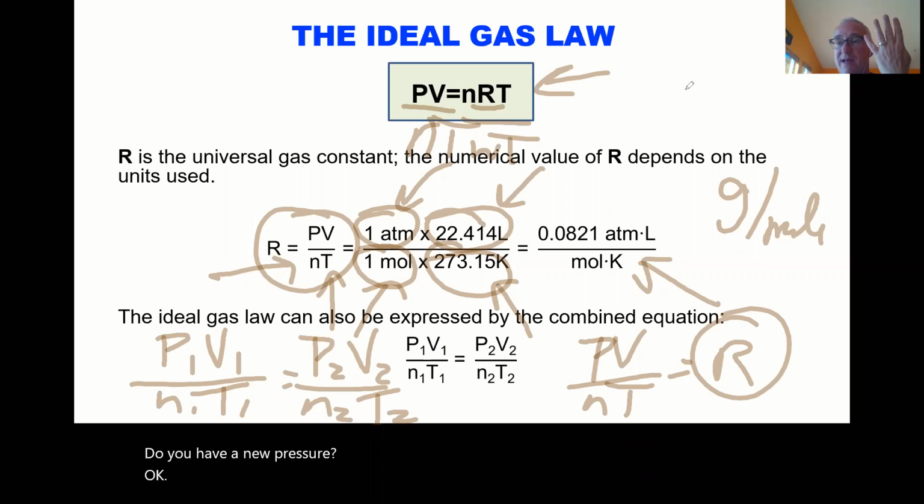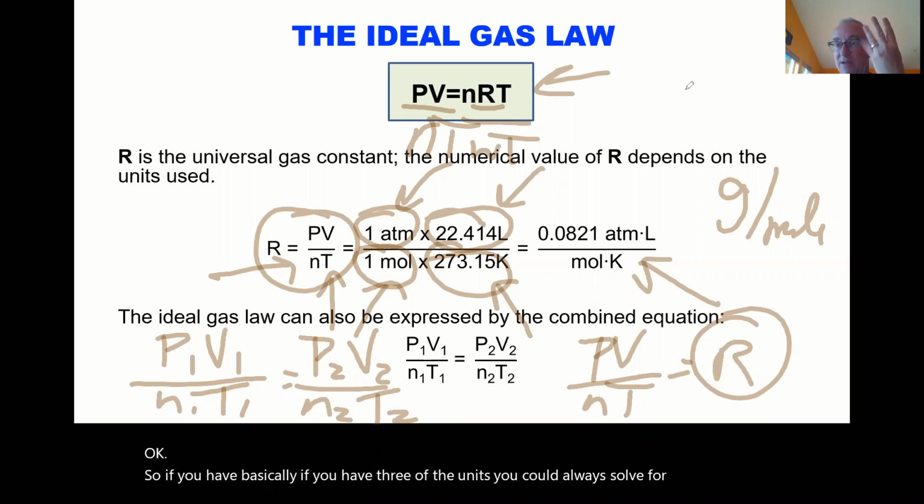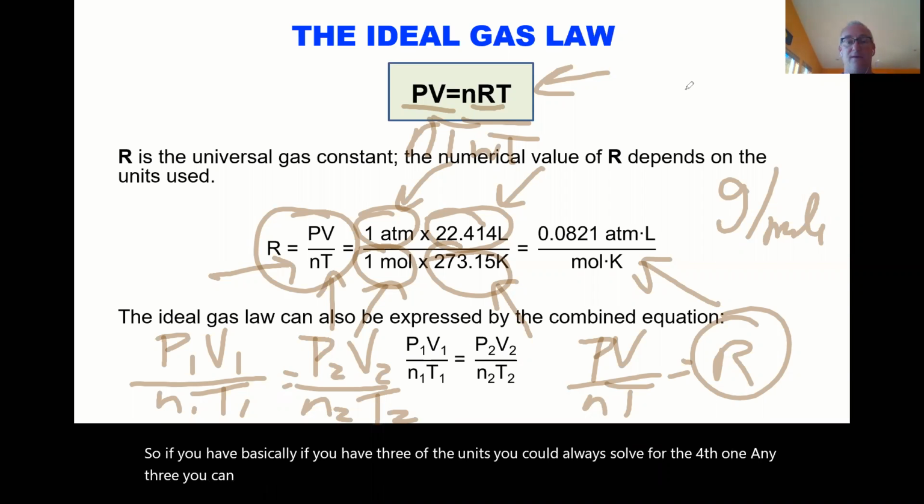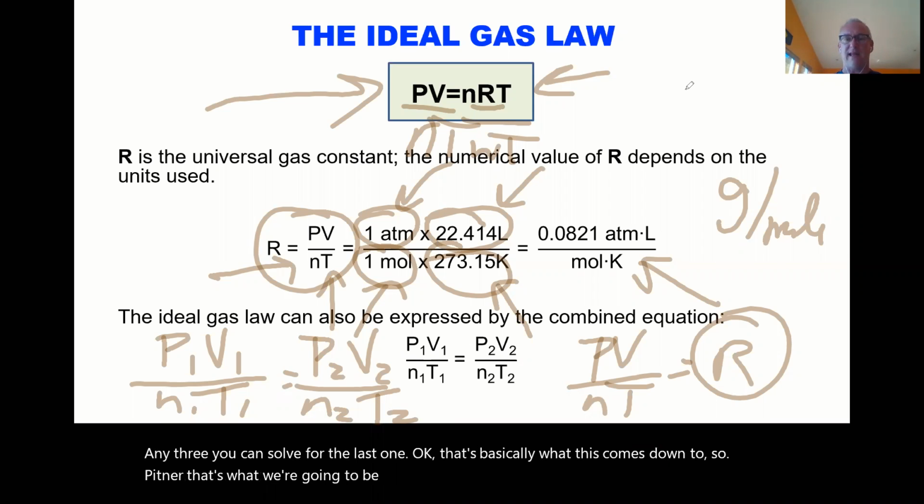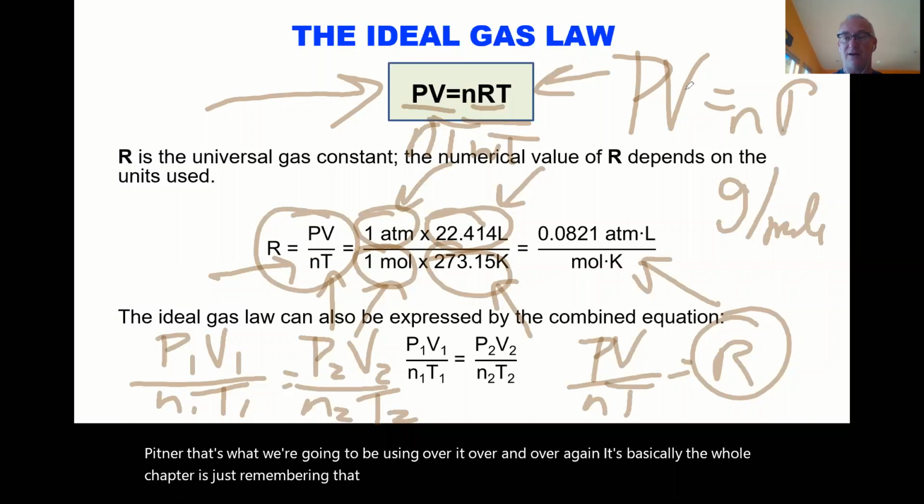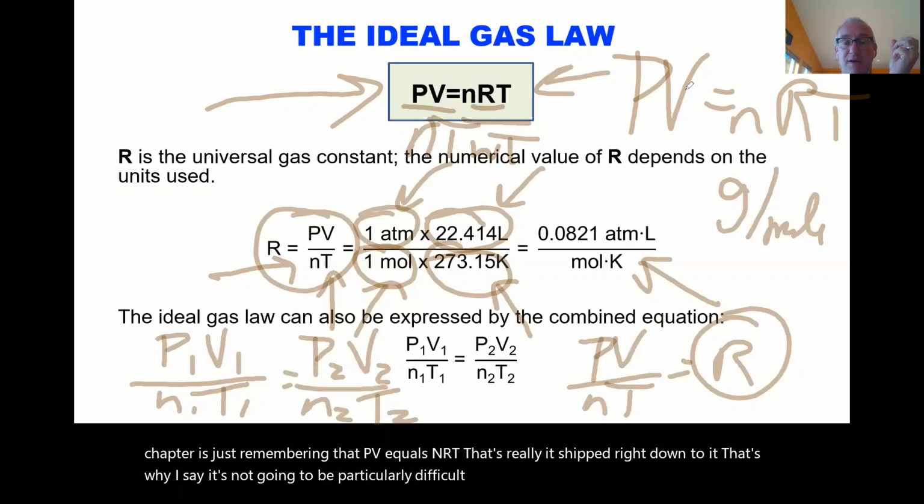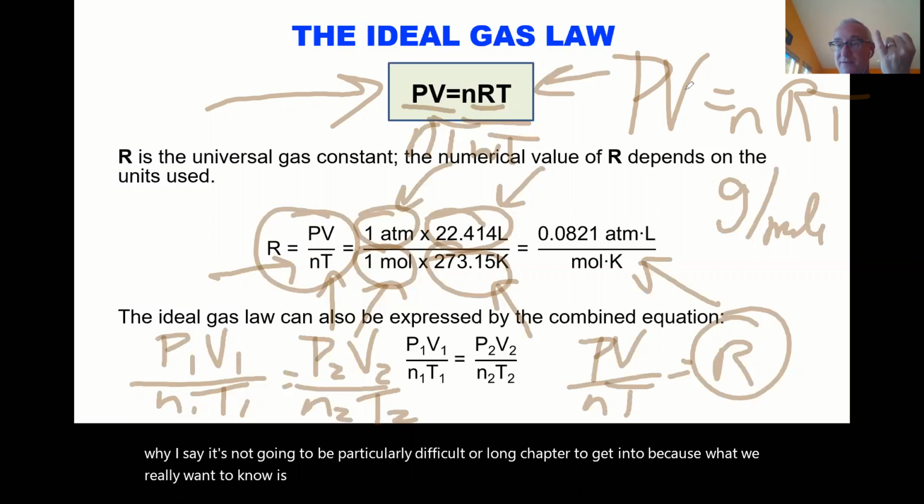So if you have 3 of the units, you can always solve for the 4th one. Any 3, you can solve for the last one. That's basically what this comes down to. So PV equals nRT, that's what we're going to be using over and over and over again. It's basically the whole chapter. It's just remembering that PV equals nRT. That's really it. That's why I say it's not going to be a particularly difficult or long chapter, because what we really want to know is, if I measure 3 things, can I get the 4th? And yes, if you remember what R is.